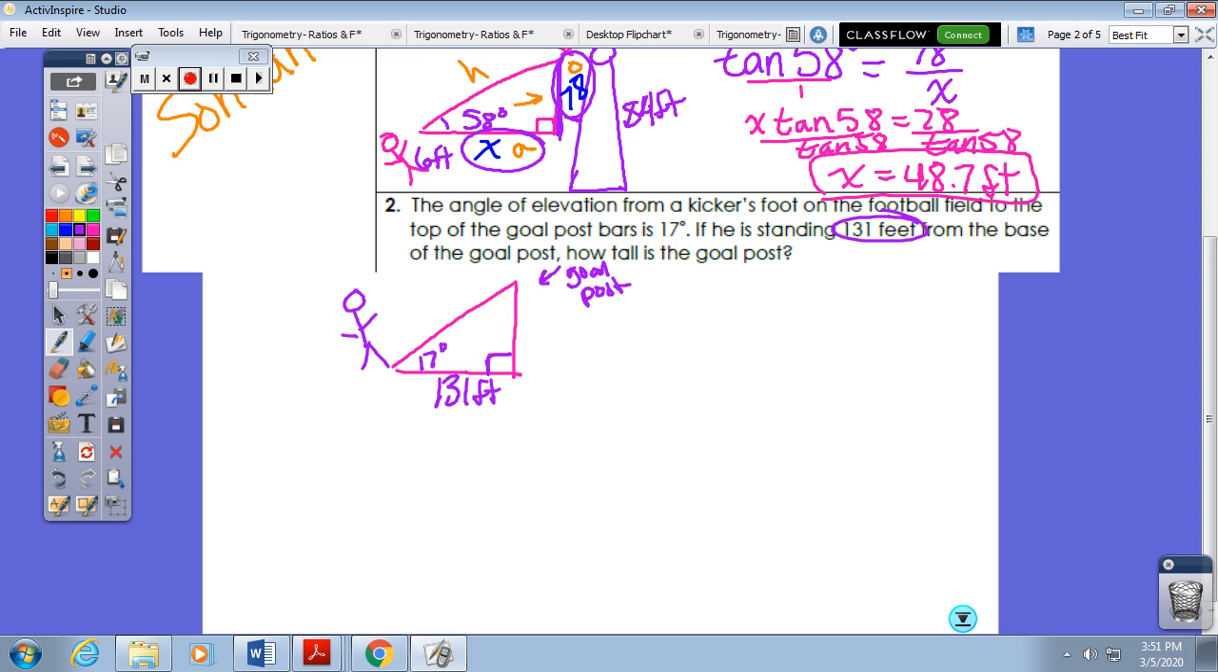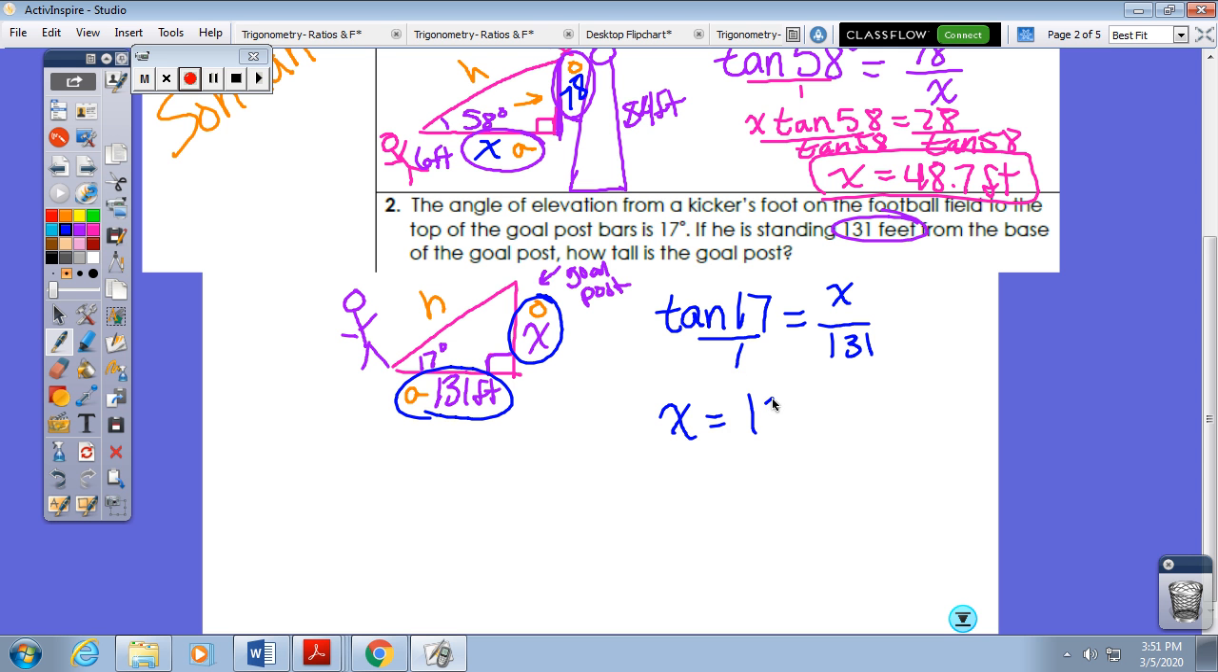They want to know how tall the goal post is. Again, labeling opposite, adjacent, hypotenuse, we're looking at opposite and adjacent. So SOHCAHTOA, that's our tan. Tangent of 17 degrees is equal to x over 131. Cross multiply: x is equal to 131 times tangent of 17. So x is going to be equal to 40.1 feet.